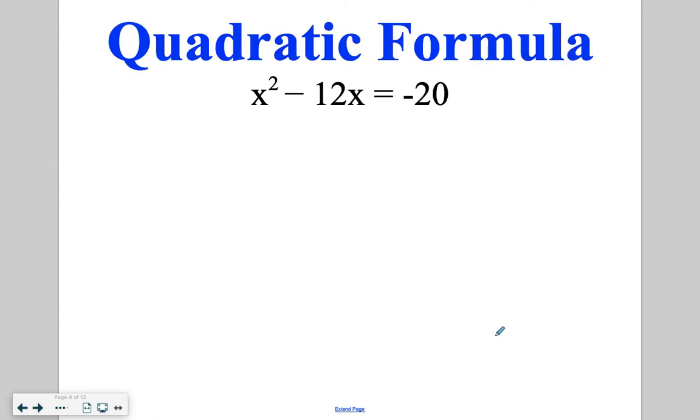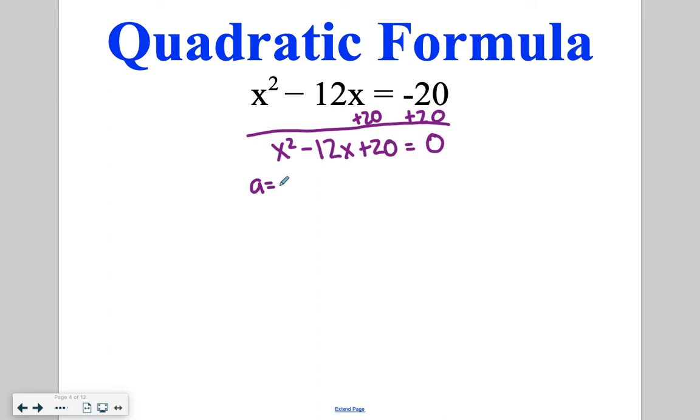So let's actually use it. We've got x squared minus 12x equals negative 20. It's not in our standard form yet, so I'm going to go ahead and add 20 to both sides, giving me x squared minus 12x plus 20 is equal to 0. And then one thing I like to do to make sure that I keep my numbers straight is I take this additional step and say a is equal to 1 because the number in front of x squared is 1, b is equal to negative 12, and c is equal to 20. That's going to help you keep your numbers straight.